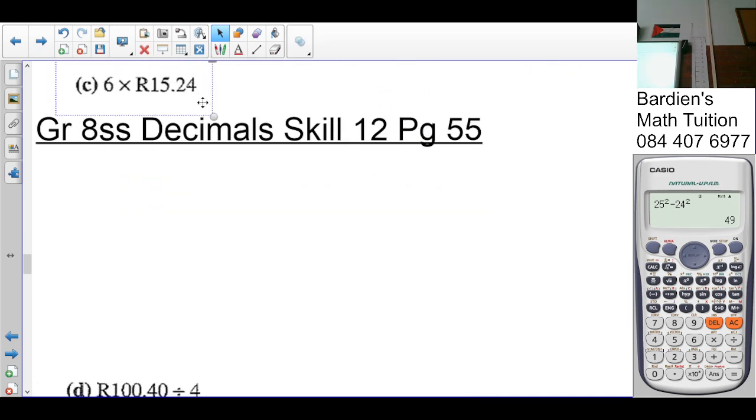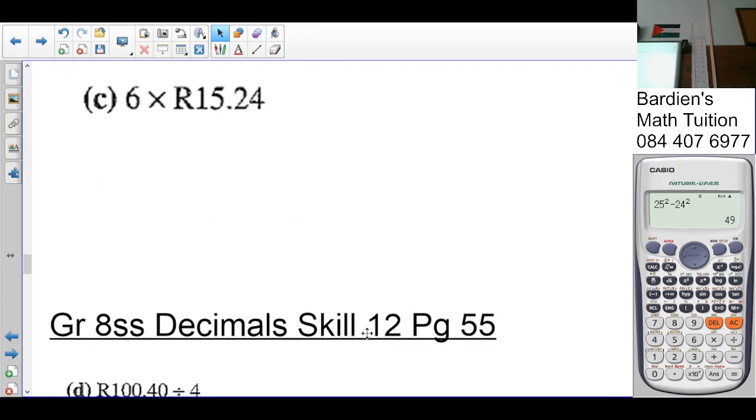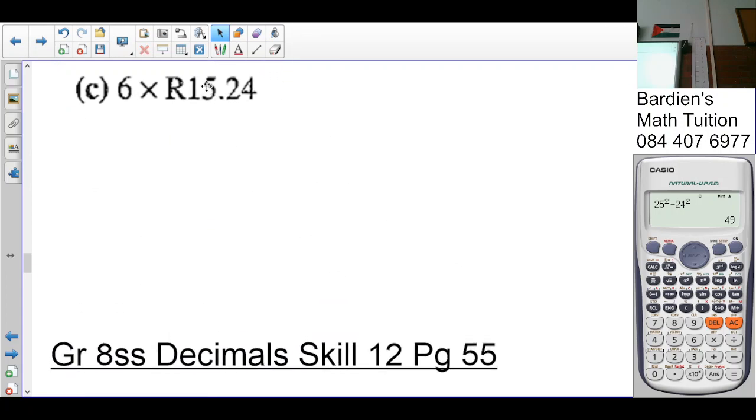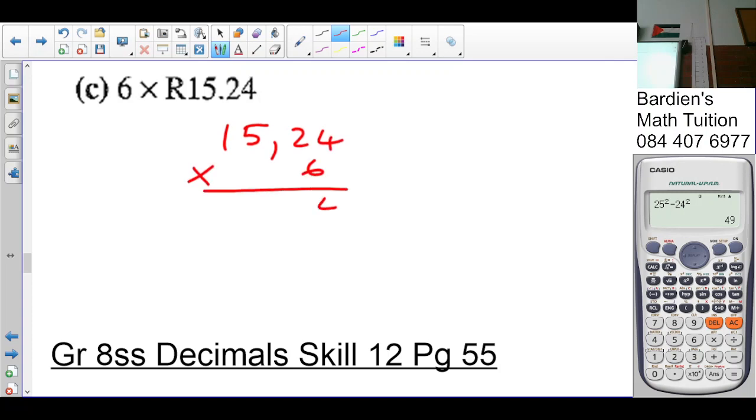Next, you want to multiply 6 by 15 rand and 24 cents. So I say 15 rand and 24 cents times 6. So 6 times 4 is 24. 6 times 2 is 12, plus 2 is 14. 6 times 5 is 30, plus 1 is 31. 6 times 1 is 6, giving 91. There are 2 digits after the comma, so it's 91,44. Okay? Any confusion there?